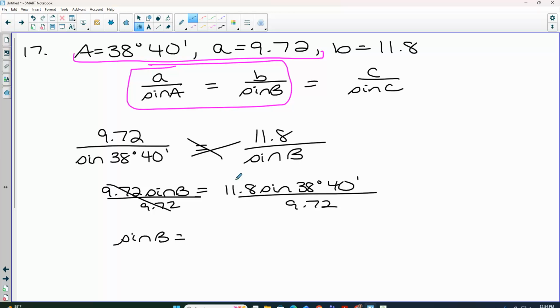All right, everybody type that in. Make sure you remember how to put in your degrees and minutes. Zach, you might need a calculator if you're going to plug it in.